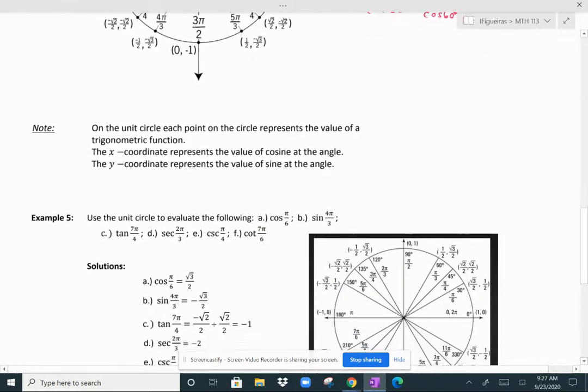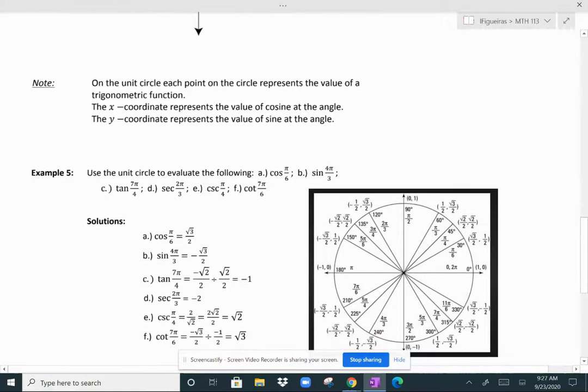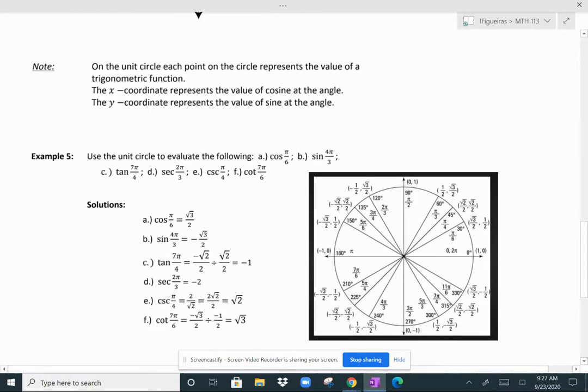So we're going to use the unit circle picture in order to evaluate the following trig functions, and there's several here. So we start with the cosine of pi over 6. Pi over 6 is right here, and cosine is the x-coordinate, so your answer is root 3 over 2. Now we move on to the sine of 4 pi over 3. 4 pi over 3 is in quadrant 3, and the sine, that's the y-coordinate, that's equal to negative root 3 over 2, which is exactly what you see here.